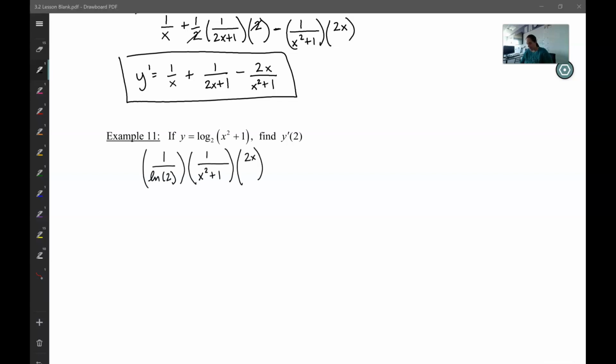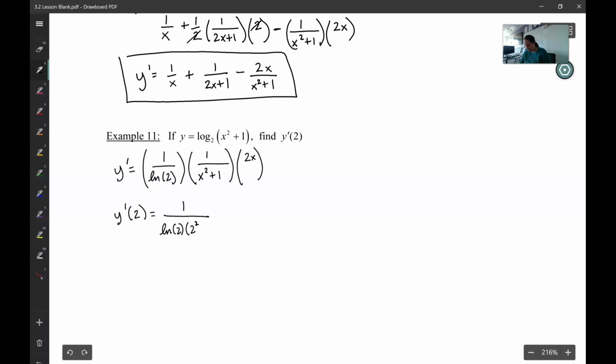Okay, so far I've got 1 over ln of 2. You take the ln of the base since it's not base e. And then 1 over the baby times the derivative of the baby. That's my chain rule right there. So this is y prime. Now I'm going to find y prime of 2. So this is going to be 1 over ln of 2 times 2 squared plus 1 times 2 times 2. So if I simplify this out, that gives me 4 over 5 ln of 2.